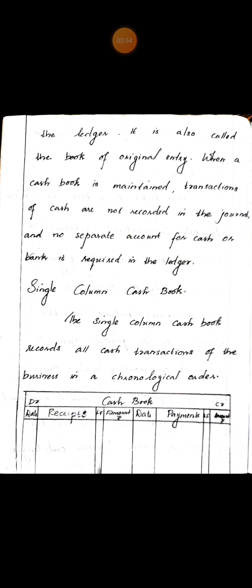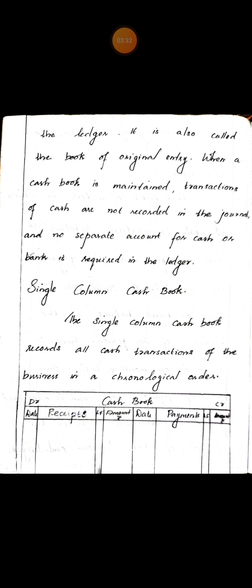First, single column cash book. The single column cash book records all cash transactions of business in a chronological order. Single column cash book or simple cash book looks like an account with one column on each side, a single amount column on both sides. On the left hand side, receipts of cash are recorded, and on the right hand side, payments are recorded.